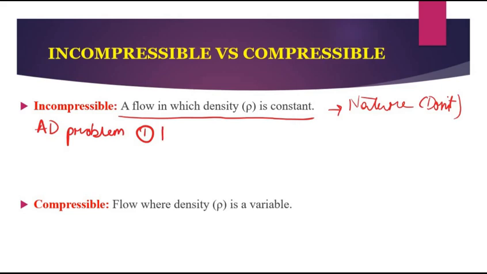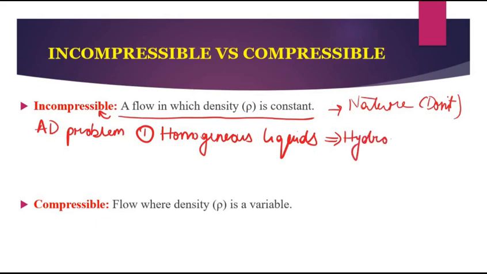The first one is homogeneous liquids. Wherever the liquids are homogeneous, in those cases we can consider that the flow is incompressible. This is the reason most of the hydrodynamic problems that you see are considered incompressible, that is where rho is equal to constant.